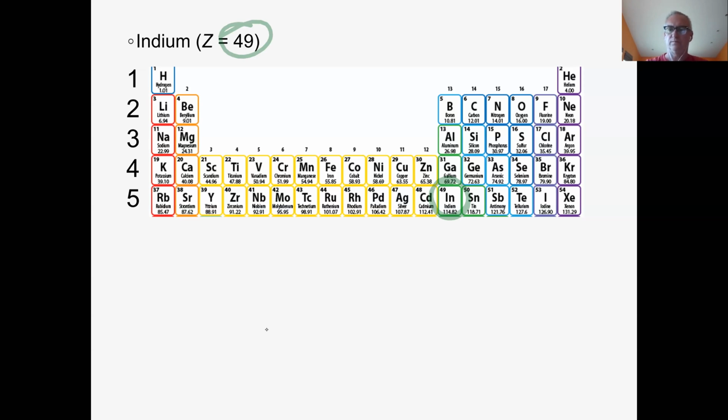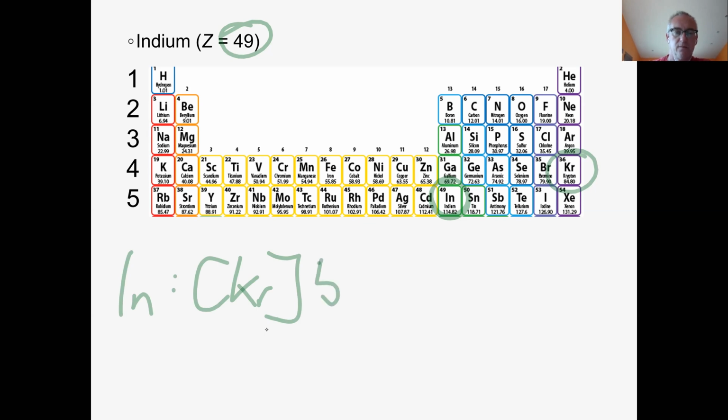Krypton. Yep. So we'll start there. So indium looks like krypton. And then let's start adding electrons. What's the next set of electrons I add? 5s squared. 5s2. What's the next set? 4d10. Yep. Excellent. So here's our D block.